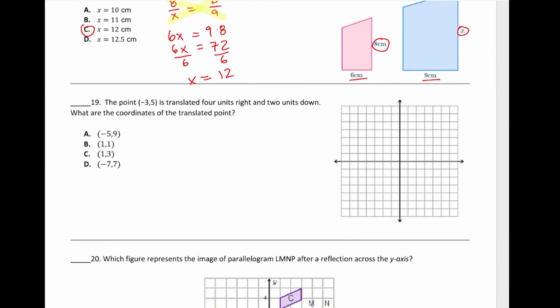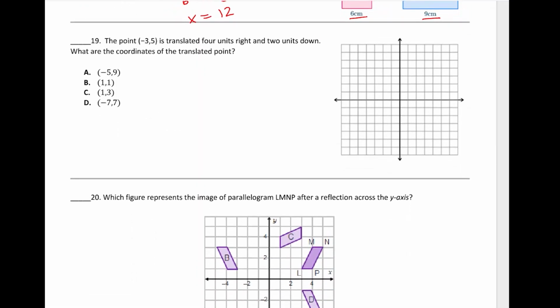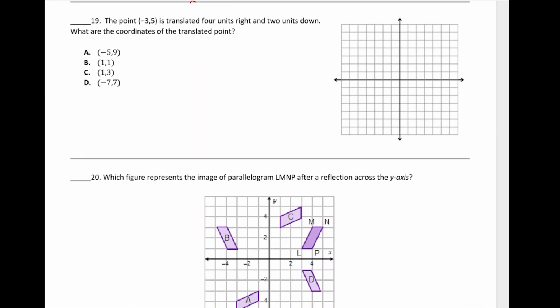Number 19 says the point negative 3, 5 is translated 4 units to the right and 2 units down. What are the coordinates of the translated point? So negative 3, 5 would be here. Now if we take a point and we go 4 units to the right, that means we want to add 4 units to x. And if we go 2 units down, we want to take our y coordinate and subtract 2.